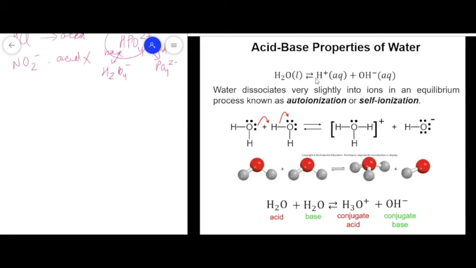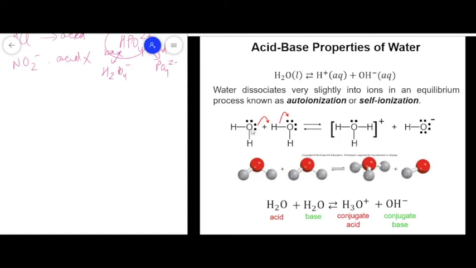There's an equilibrium reaction between the water, which is in liquid form, and the ions, which is H+, proton, or OH-. H+ is called the proton, OH- is referred to as the hydroxide ion. And this process or this reaction is known as autoionization or self-ionization of water. The water essentially just donates its own electrons.